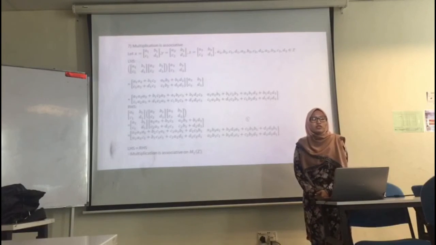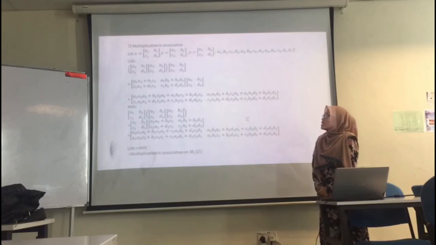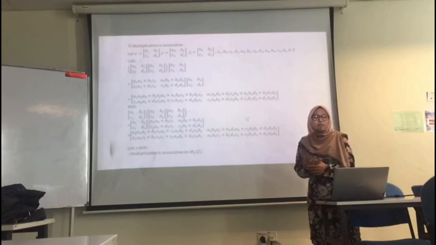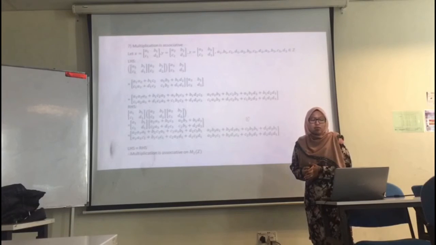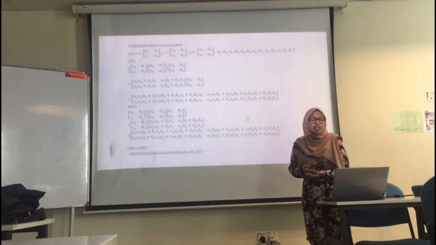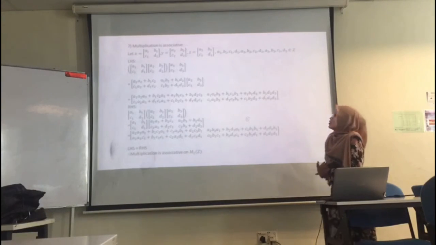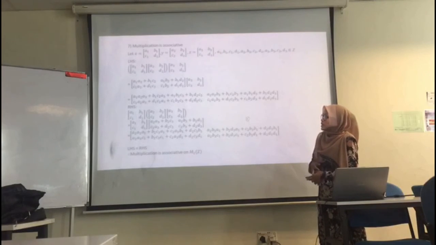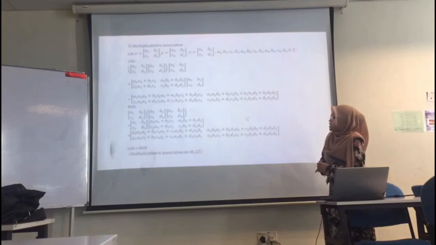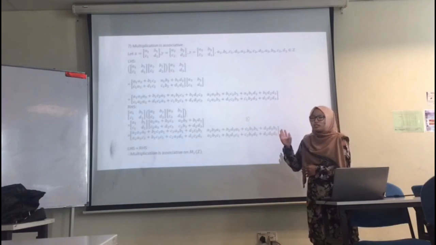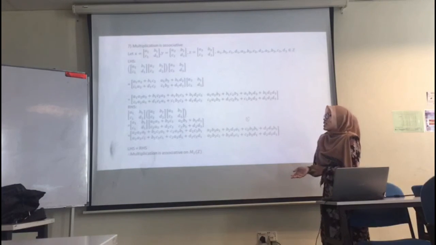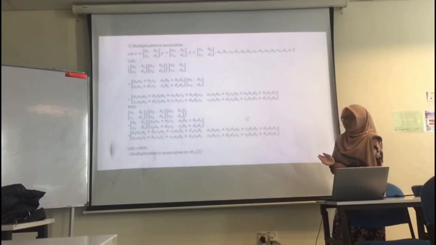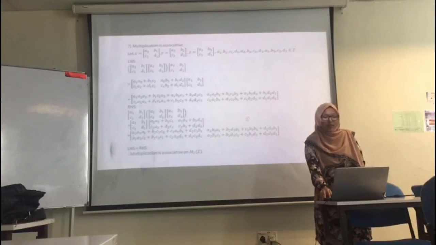Next, we need to show that multiplication is associative, where we choose three matrices, and then we prove the left hand side and right hand side. The difference between the left hand side and right hand side is the bracket. So we get that the left hand side is equal to the right hand side, and we can conclude that multiplication is associative on 2 times 2 matrices.